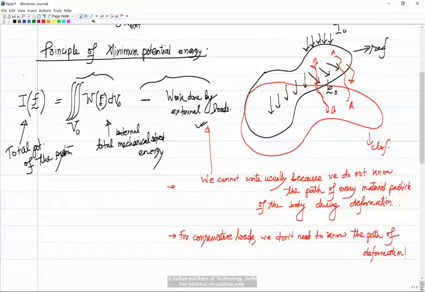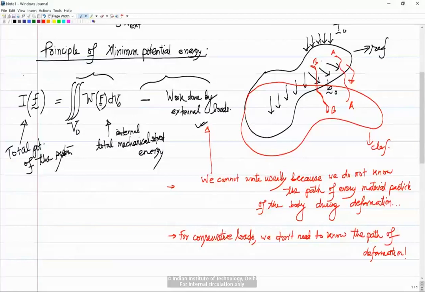Okay. So you see, to apply this principle of minimum potential energy, it is important that we be able to write down the expression of the potential, which consists of the internal energy, which is the strain energy, minus the work done by external load.